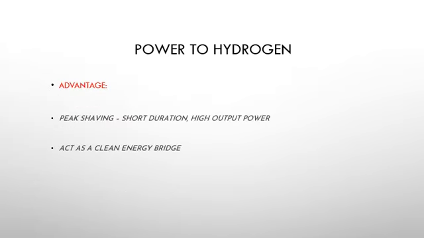Power to hydrogen is the process of using electrolysis to split water into hydrogen and oxygen using electricity. Hydrogen is a versatile, clean, and safe energy carrier that can be used as a fuel for power, or as a feedstock in the industry.